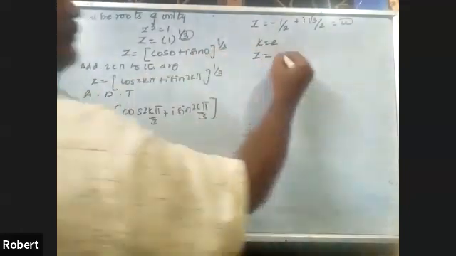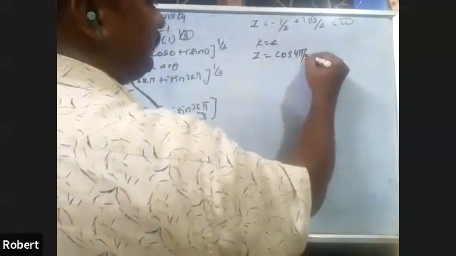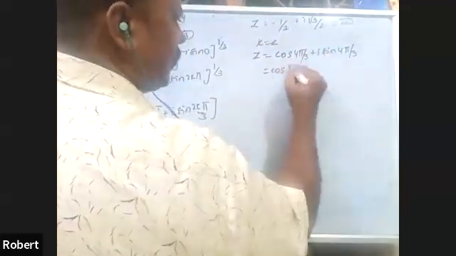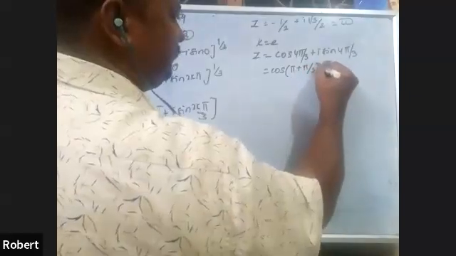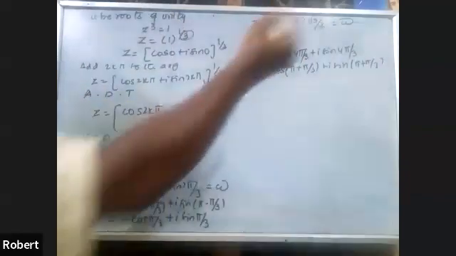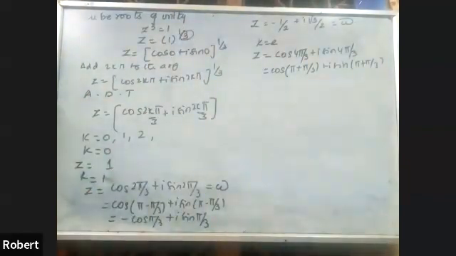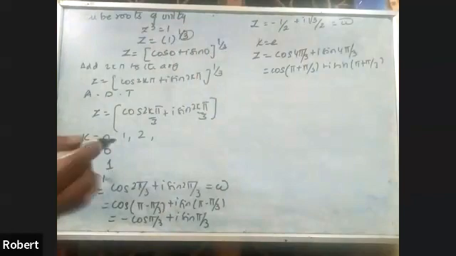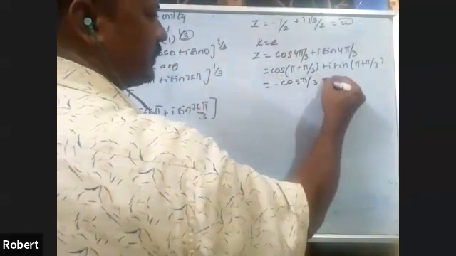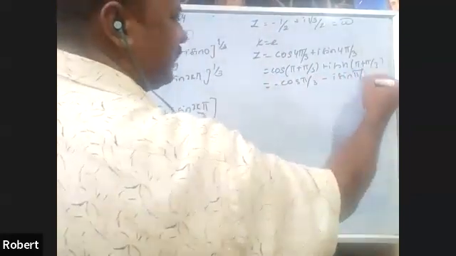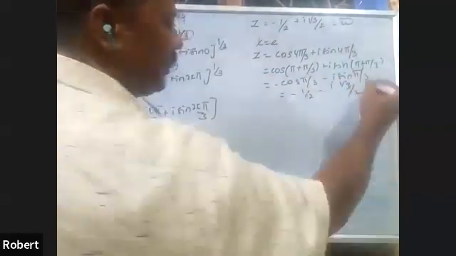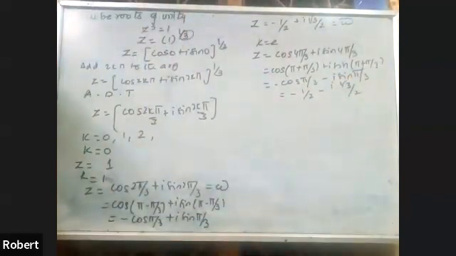2 2s are 4. We'll get cos 4 pi by 3 plus i sin 4 pi by 3. You can write this as cos(pi plus pi by 3) plus i sin(pi plus pi by 3). It lies in the third quadrant. All Students Take Chocolate: T means tan, cot positive. Since both are negative, I can write this as minus cos pi by 3 minus i sin pi by 3. Cos pi by 3 is 1 by 2. Sin pi by 3 is root 3 by 2. We'll get the answer 1 by 2 minus i root 3 by 2.